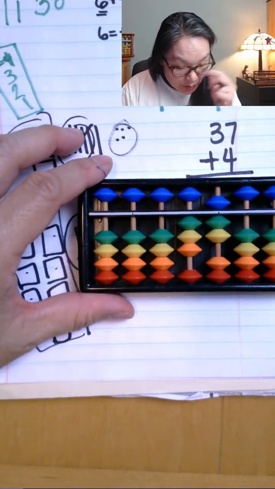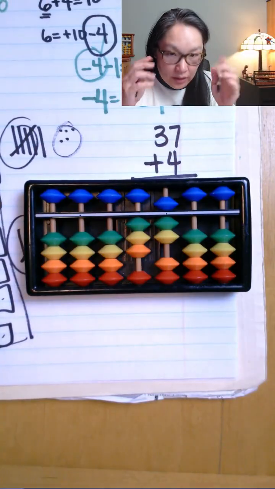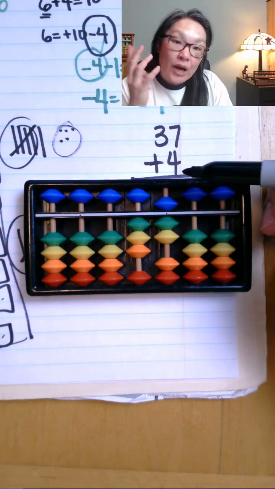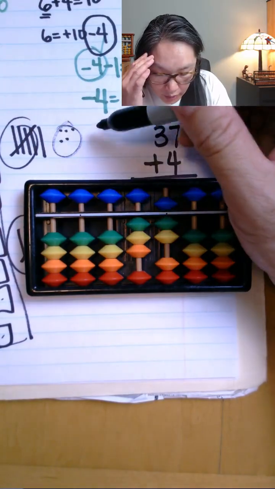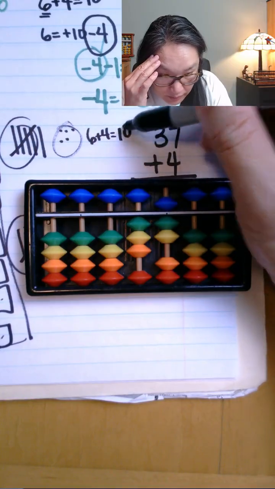The first thing we need to do is figure out, do we have enough beads to add the 7? No, we don't have enough beads. The next question is can we add the 5? No, we can't add the 5. Now what do we do? Well, how do we make a 10? How do you use a 4 to make a 10? 6 plus 4 is equal to 10.